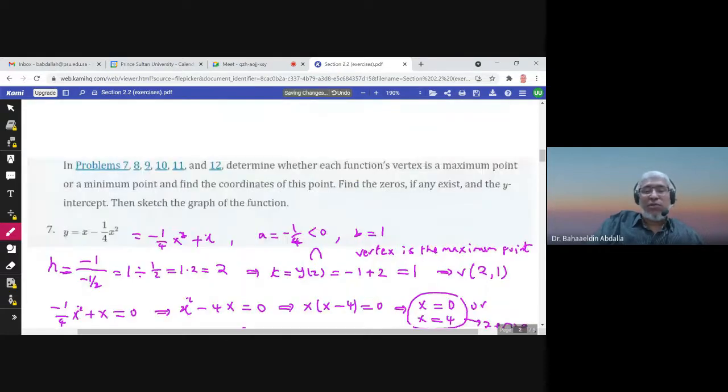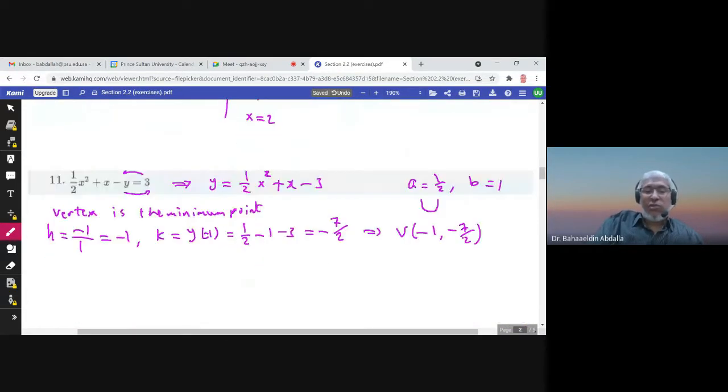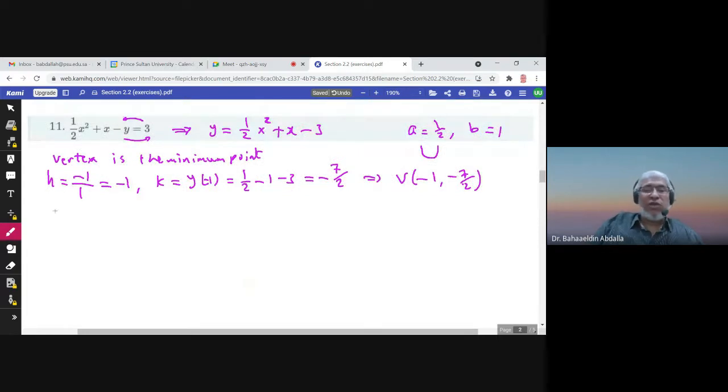What else? Find the zeros. Okay, let us find the zeros of this function. We put y 0. So half x squared plus x minus 3 equals to 0. I need to multiply by 2. So x squared plus 2x minus 6 equals 0. When I multiply 2 times half, I get 1. 2 times 1, 2. 2 times -3, -6.